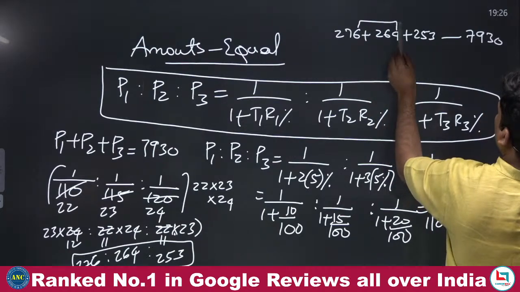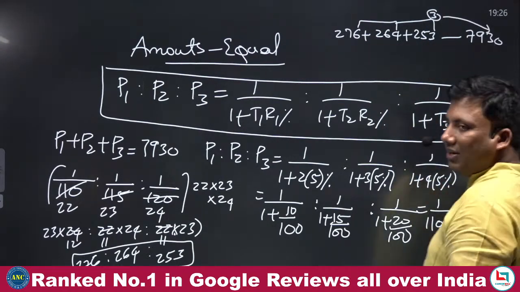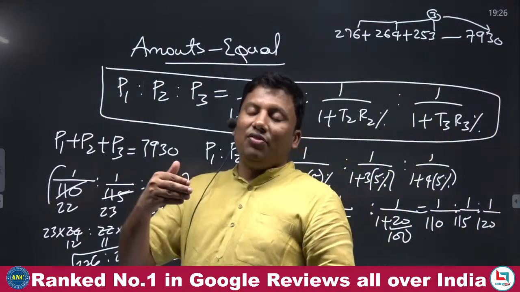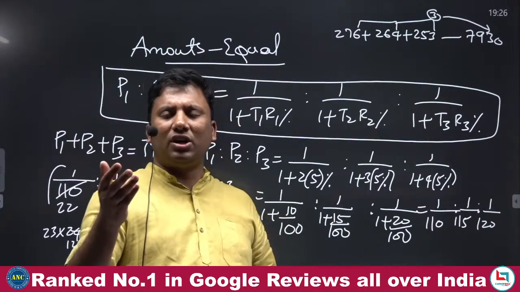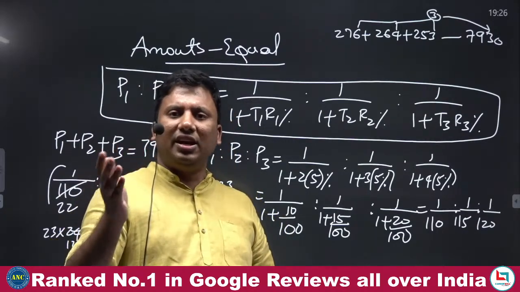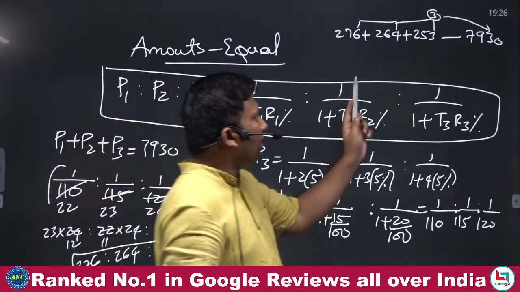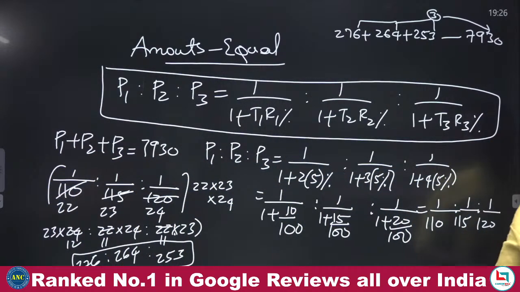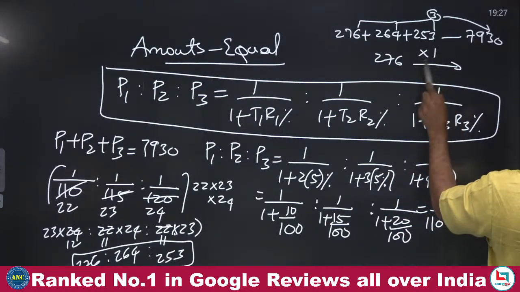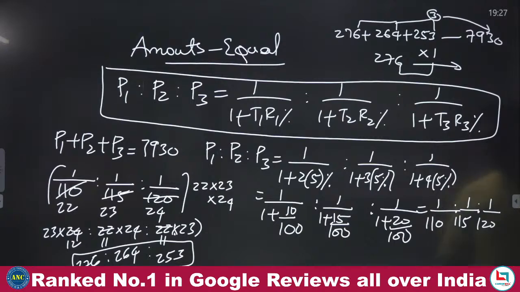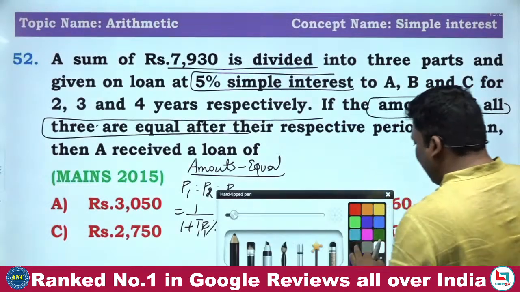6 plus 4, 10. 10 plus 3, 13. The unit digit is 3. 3 is giving 3: 3 ones are 3, 3 2s are 6, 3 3s are 9, 3 4s are 12, 3 5s are 15, 3 6s are 18, 3 7s are 21, 3 8s are 24, 3 9s are 27. That means the unit digit should be multiplied by 3. He is asking for A, 276, which is also multiplied by 1. Answer, unit digit should be 6. I hope the idea is clear.